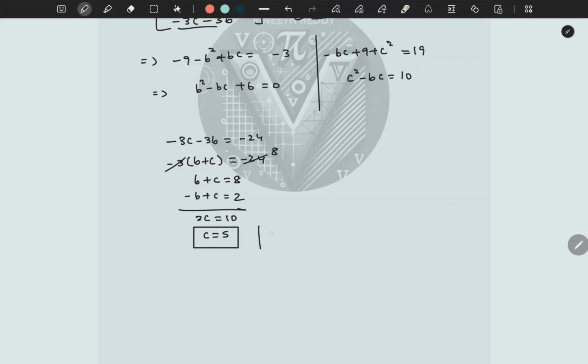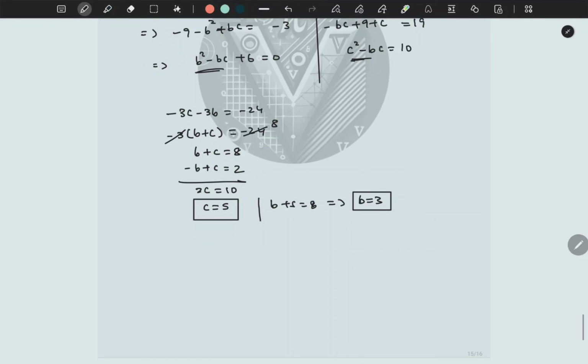So b is 3, so b square is 9. 9 minus bc is 15. 9 minus 15 is minus 6. Minus 6 plus 6 is 0. And here also, if you verify, 25 minus 15 is 10. Perfect. That means the a, b, c values are correct.